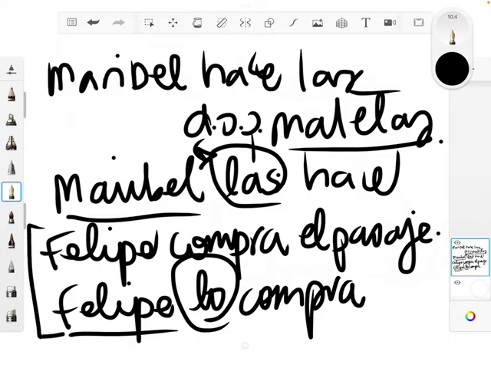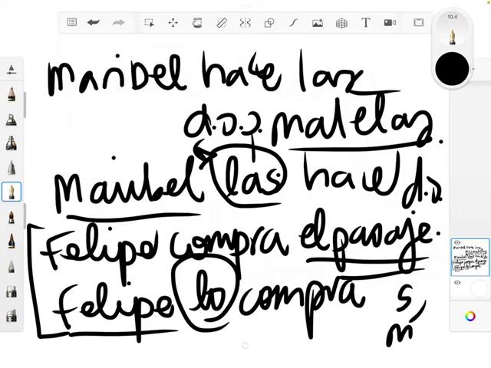So like in this bottom example here, el pasaje, this is my direct object. If I want to replace it, I need to replace it like a puzzle with a piece that fits just right. So for it to fit just right, it has to match in gender and in number. So el pasaje is singular and masculine. So I want a pronoun that's also singular and masculine. That's lo. And that's what I use to replace. The other thing you'll notice is that the pronoun comes before the conjugated verb, which is compra.